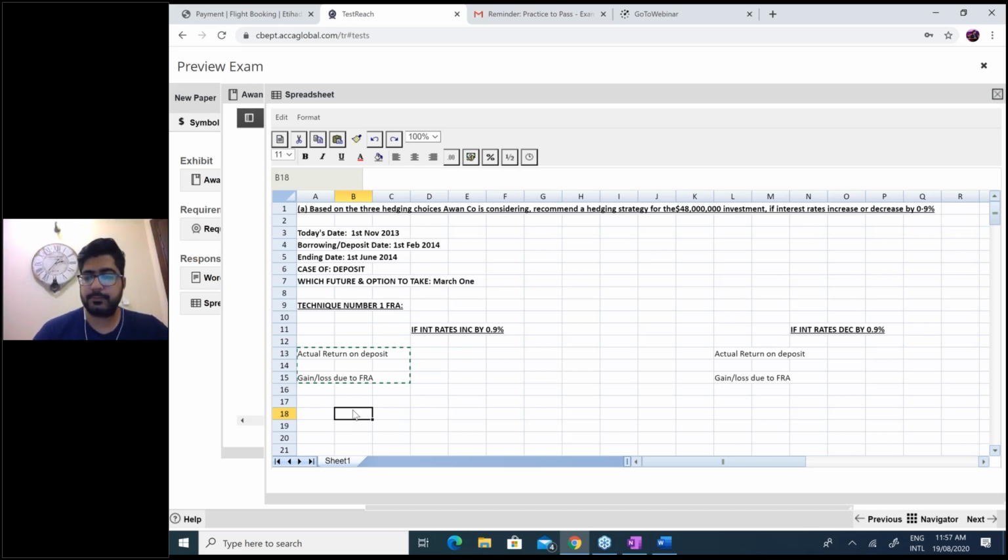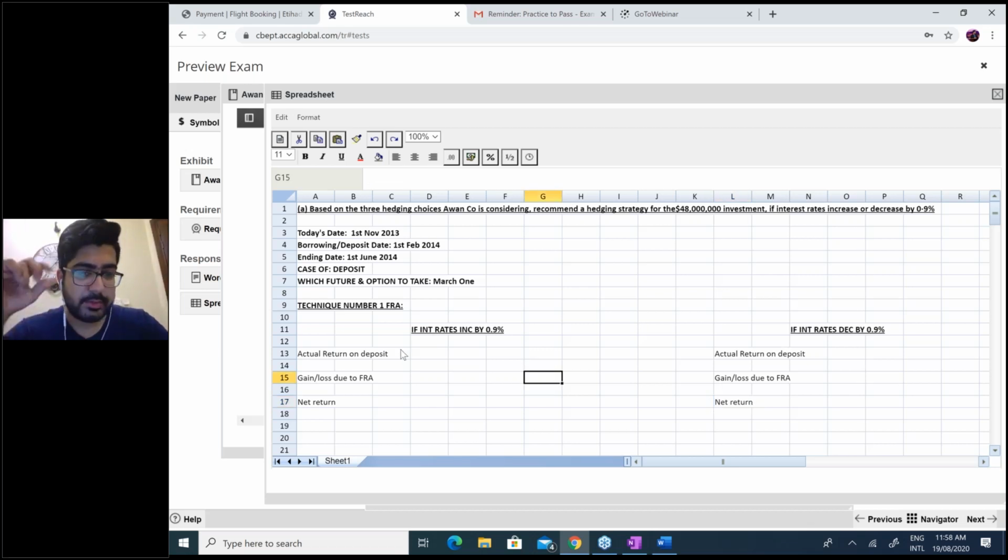So let's start. So what happens is, if interest rates increase by 0.9 and decrease by 0.9, you have to mention two things in FRA: actual return on deposit and gain or loss due to FRA to get net cost or return. Net cost or return, it's a deposit case, net return. Okay, so let's start. Okay, now remember one thing.